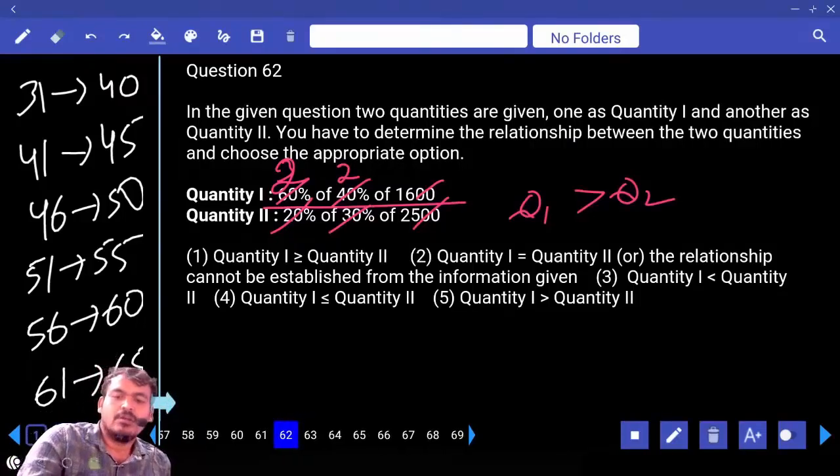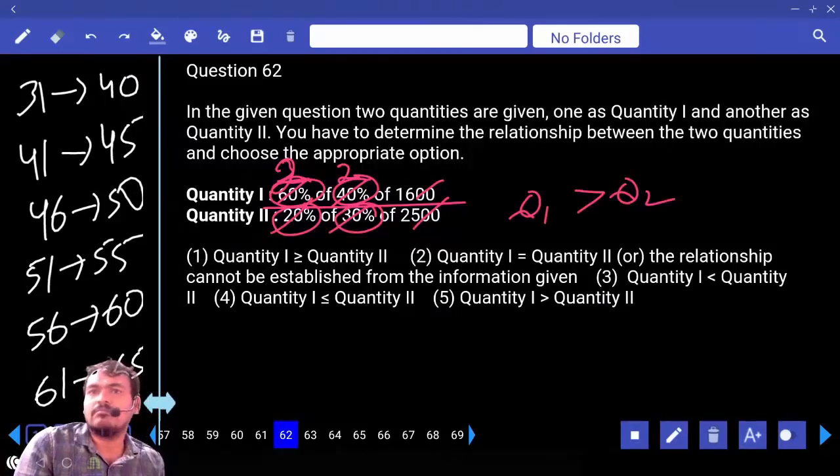Next. 20 is how many times 40? 2 times. 30 is how many times? 2 times. 2 into 2 into 16.